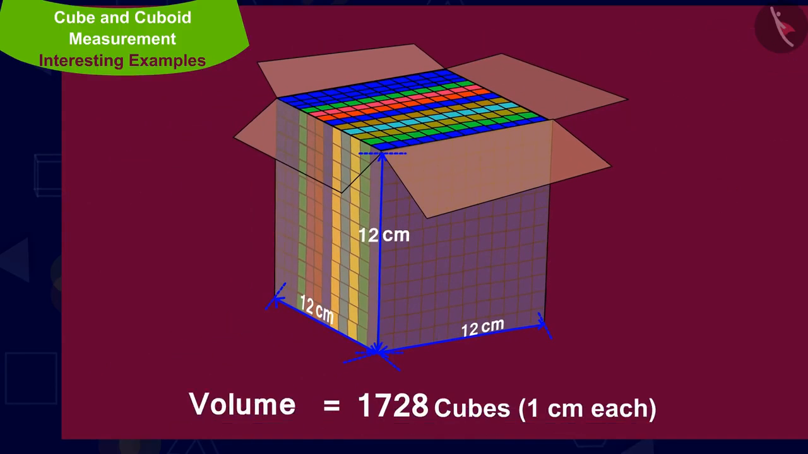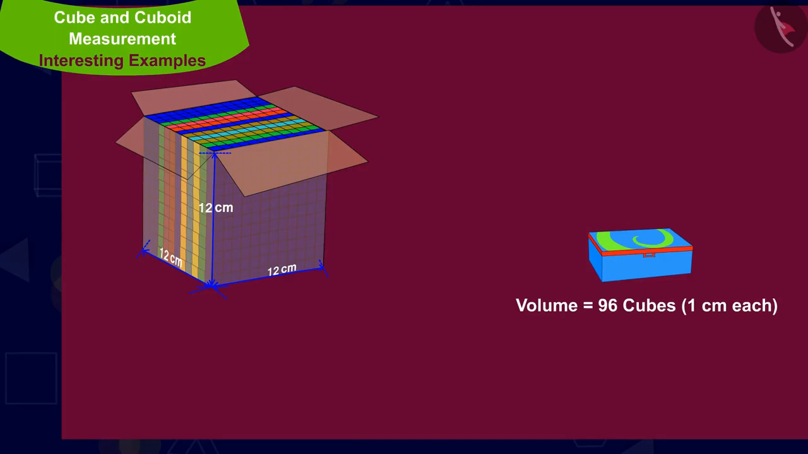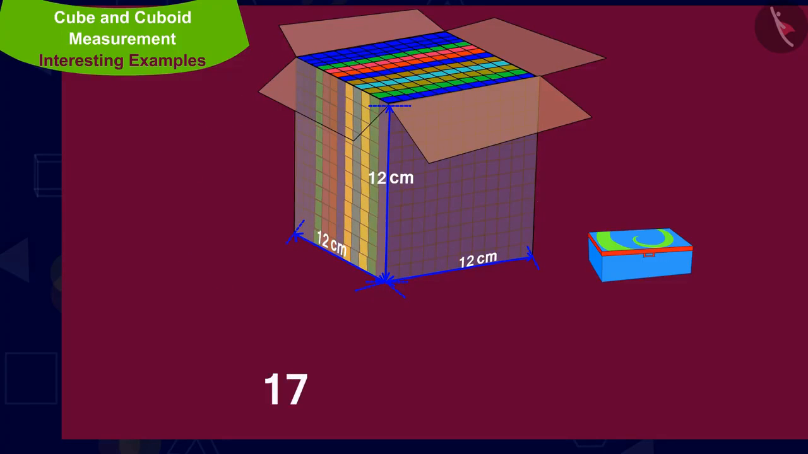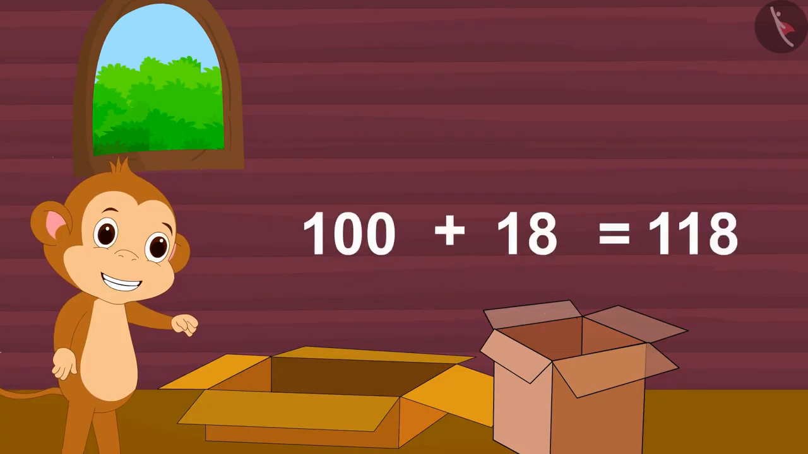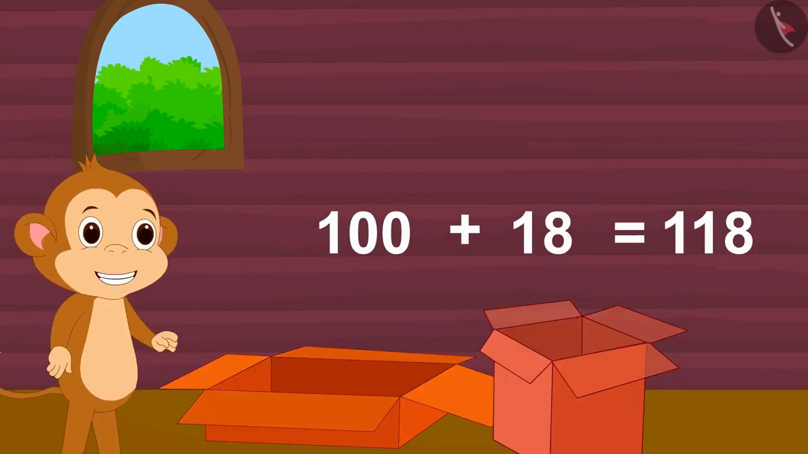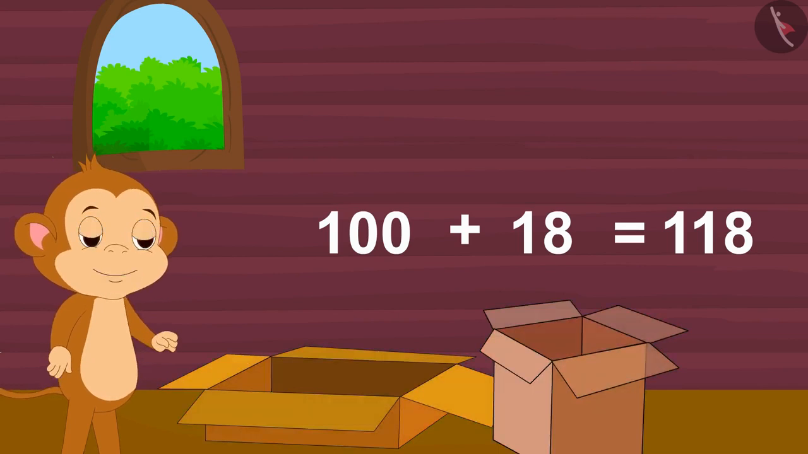In other words, the volume of this cube-shaped box is equal to 1728 centimeter cubes. The volume of a compass box is equal to 96 centimeter cubes. So, 1728 divided by 96. 18 compass boxes can be placed in this cube-shaped box. I can take a total of 118 compass boxes to sell in my shop by filling both these boxes.